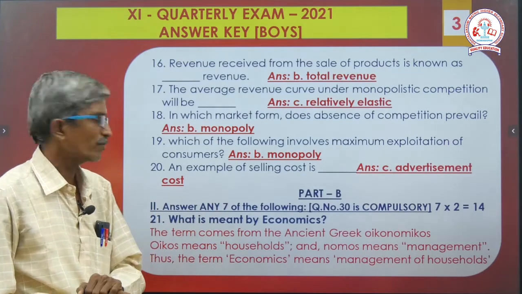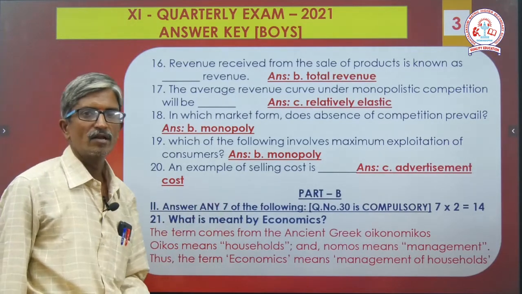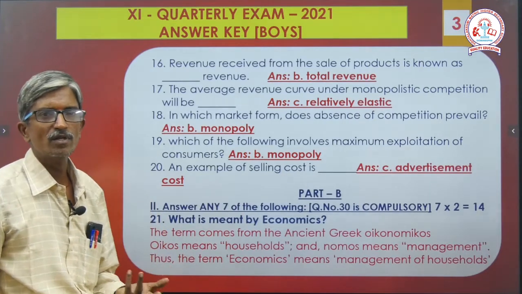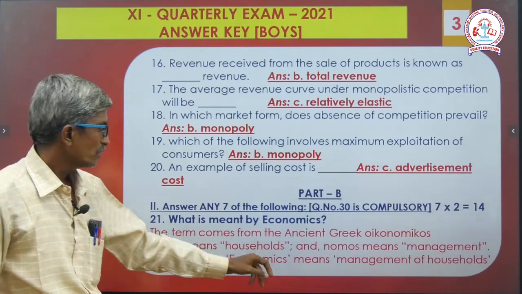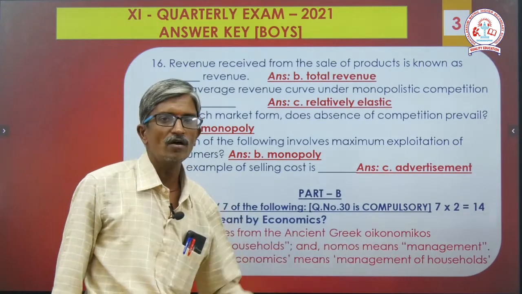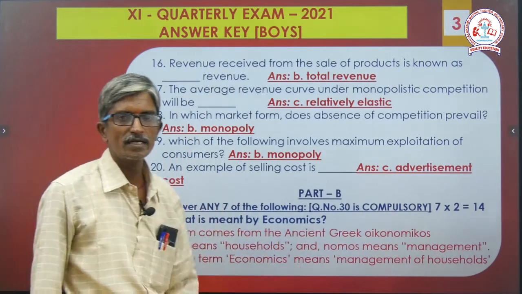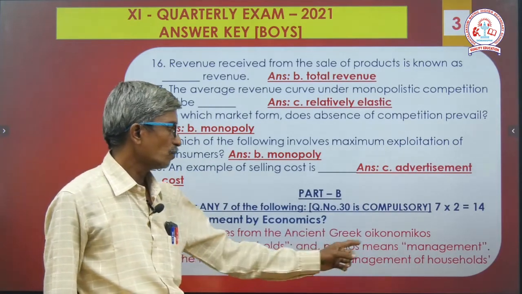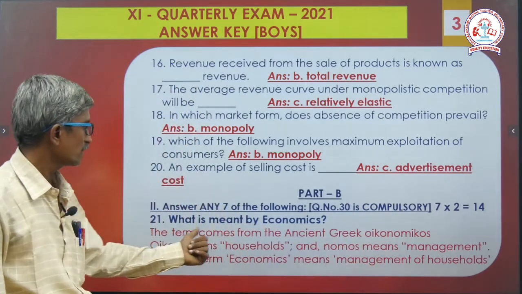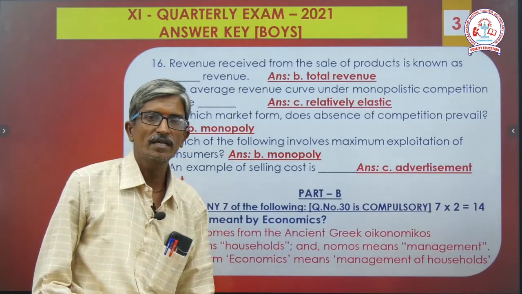So altogether 14 marks. What is meant by economics? இது ரொம்ப ஃபேமஸான டேர்ம் தான். Economics means household management. Economics means management of household. These are all the direct key points. Oikos means household and nomos means management. First line la the term comes from the ancient Greek word.